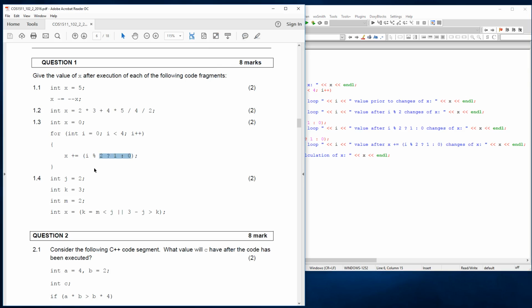So basically what's happening here is it's saying take the value of i and divide it by 2. Should there be a remainder, then it'll be 1, but if there is no remainder, then it is 0, and 0 is false and 1 is true. So it's like using true or false. So that's basically what this represents.